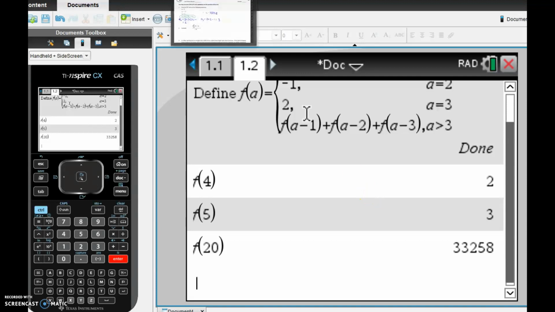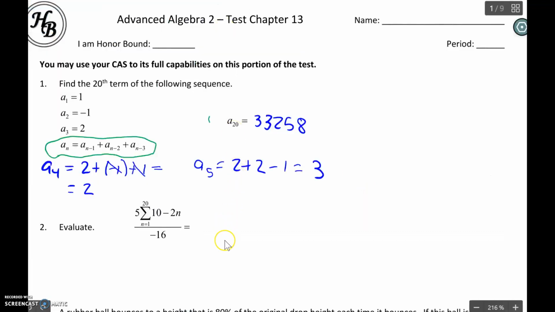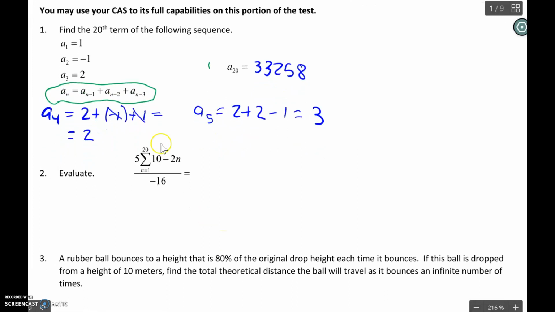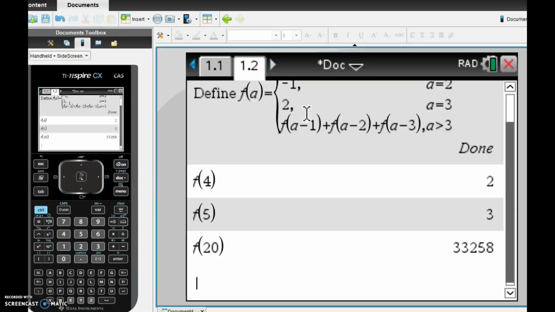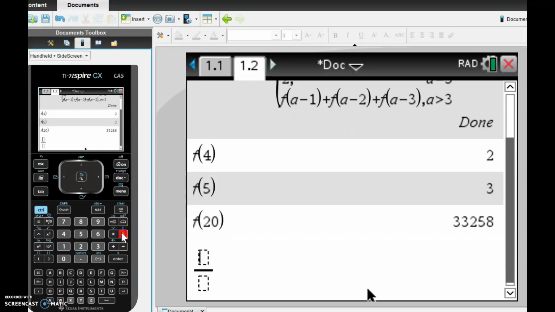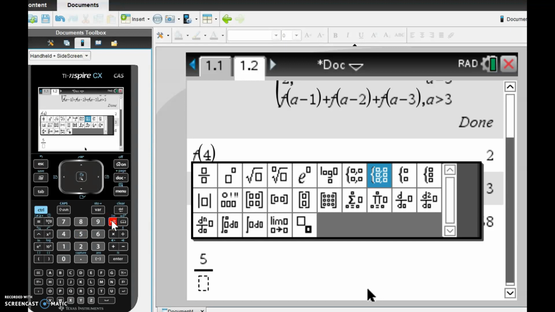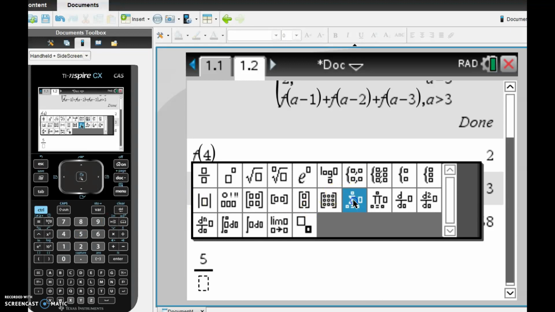Okay, the next one on your test is just a simple evaluate problem. I just want to remind you where the things are on your calculator. So again, you probably want to be looking at yours, but first of all, we need to make a divided by, so control divided by. On the top, you have 5, and then the summation is up here, just where we found that piecewise function. Put the summation on there.